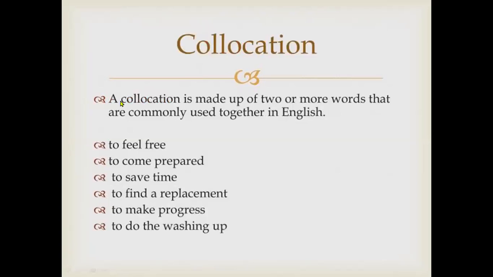Collocation. A collocation is made up of two or more words that are commonly used together in English. For example, to feel free, to come prepared, to save time, to find a replacement, to make progress, to do the washing up. Here the two words always come together: feel and free, come and prepared, save and time, find a replacement, make progress, wash up. So you see the words are commonly used together.